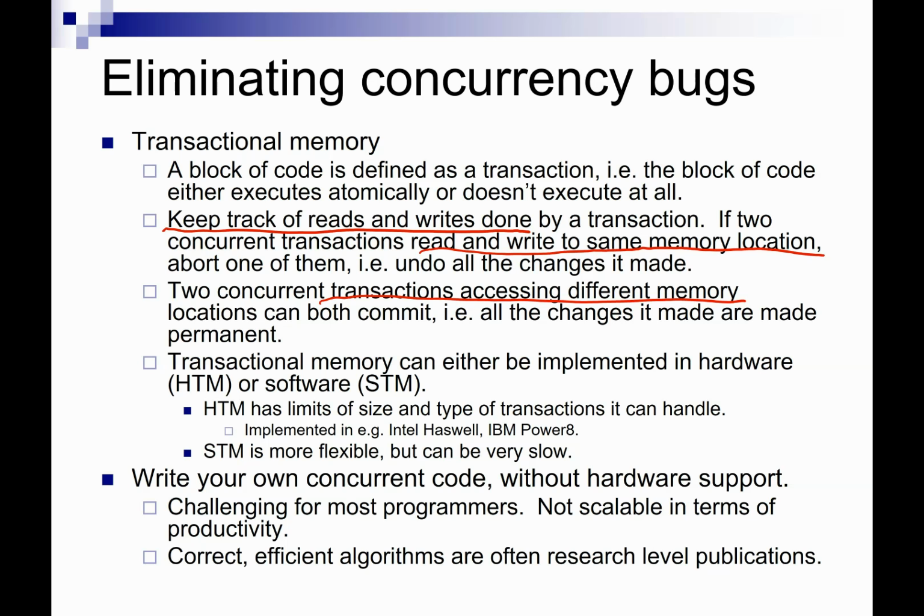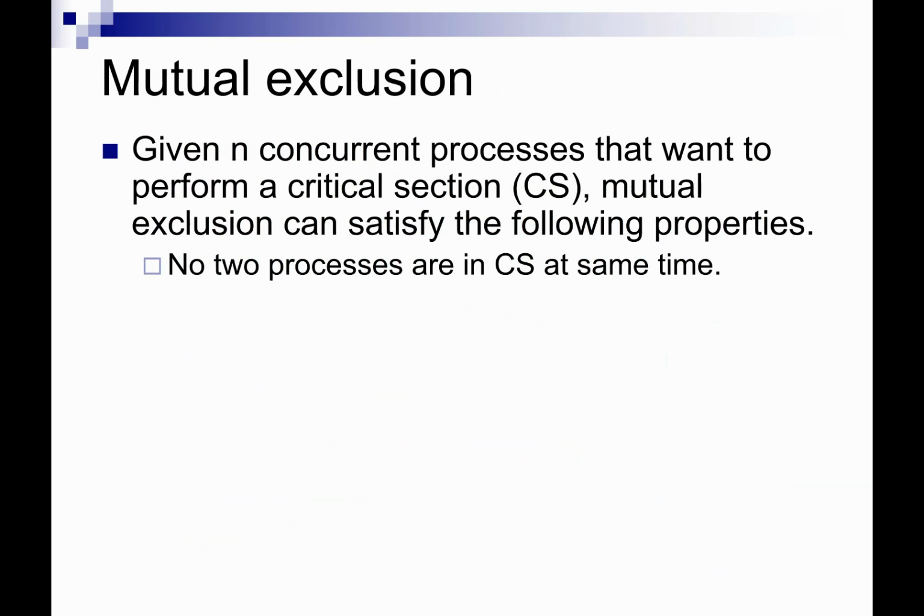So therefore, transactional memory is not ready for prime time, and just forcing people to write their own concurrent code is not really a practical solution. So we're still going to go back to the old solution of critical sections and locks. So we're going to focus on this problem. Both critical sections and locks achieve this property called mutual exclusion. So we're going to talk about mutual exclusion.